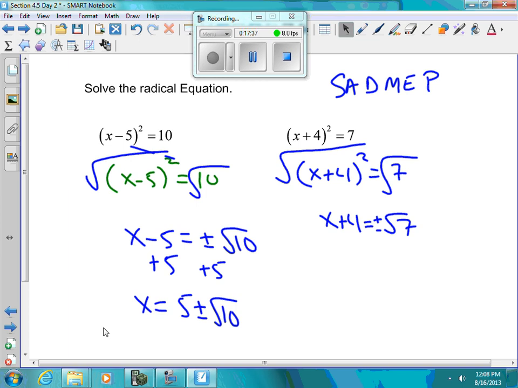Are we done? Well, I don't see that x is isolated, so I've got to subtract 4. So x equals negative 4 plus or minus the square root of 7. Go ahead and check it when you're done. You can also graph it.